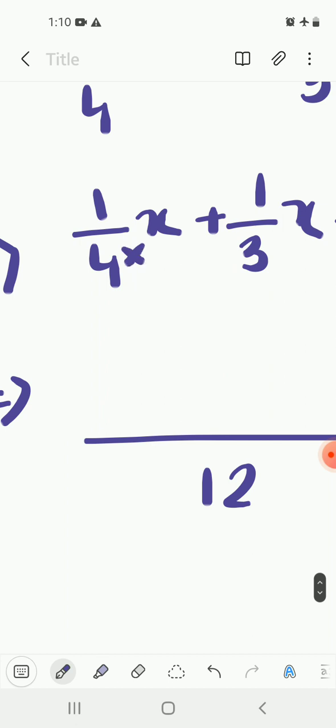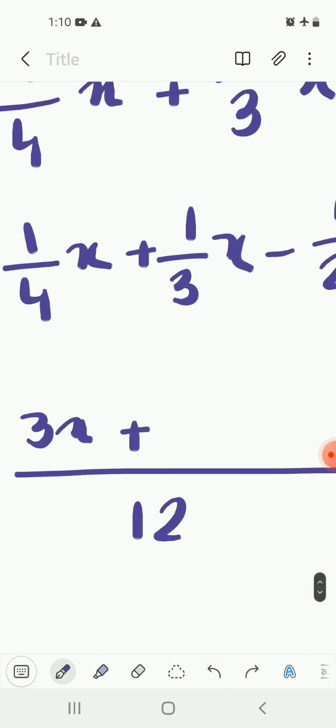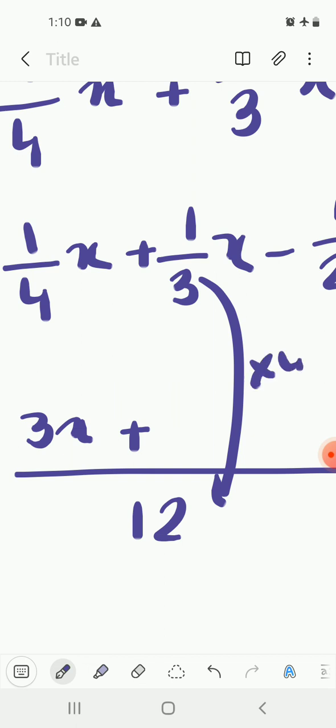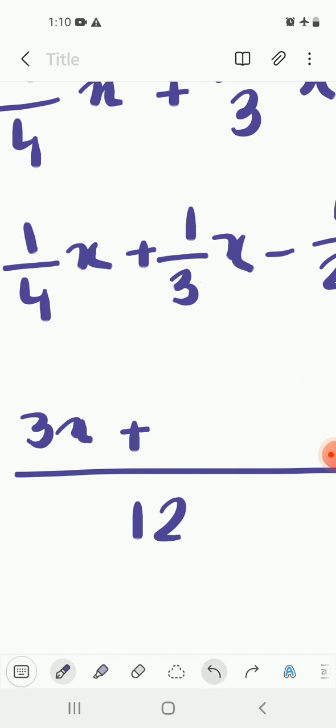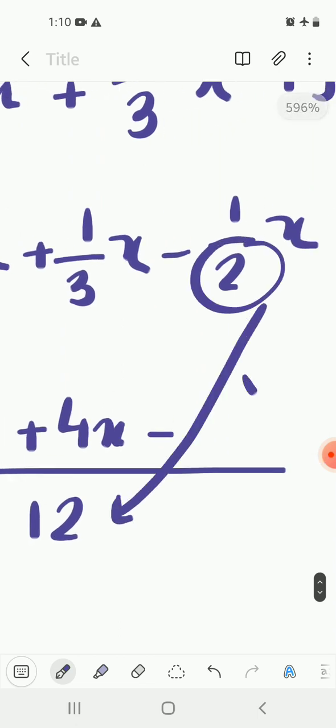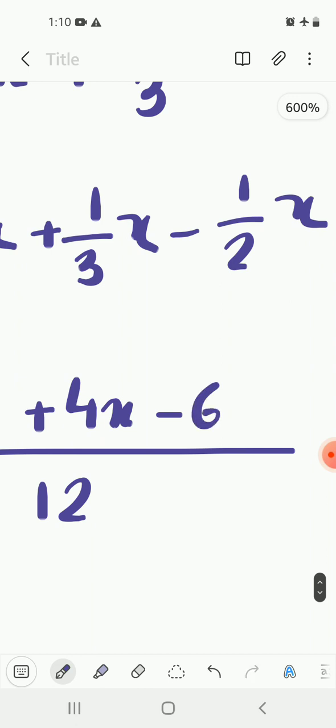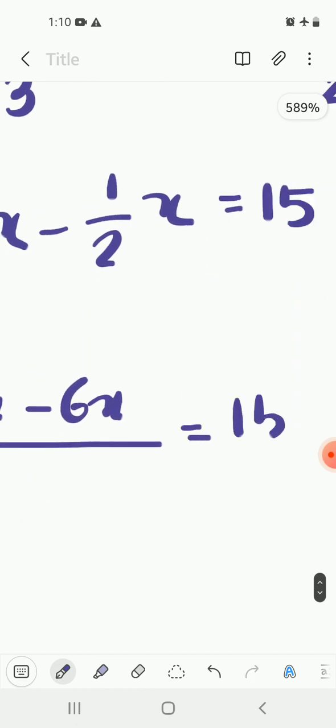Now we know 4 into 3 is 12. So we are going to multiply the same with the numerator, that is 3. So 3 into x, 3x plus. Here there is 3, which means 3 into 4 is 12. So multiply the same with the numerator, that is, we get 4x. Minus, we have 2. 2 into 6 is 12. So multiply this with 6. And the answer is 15.